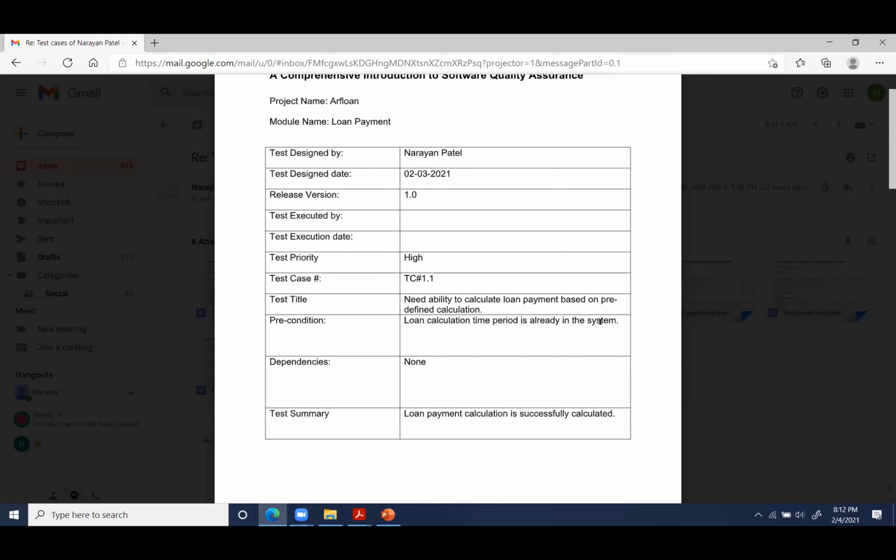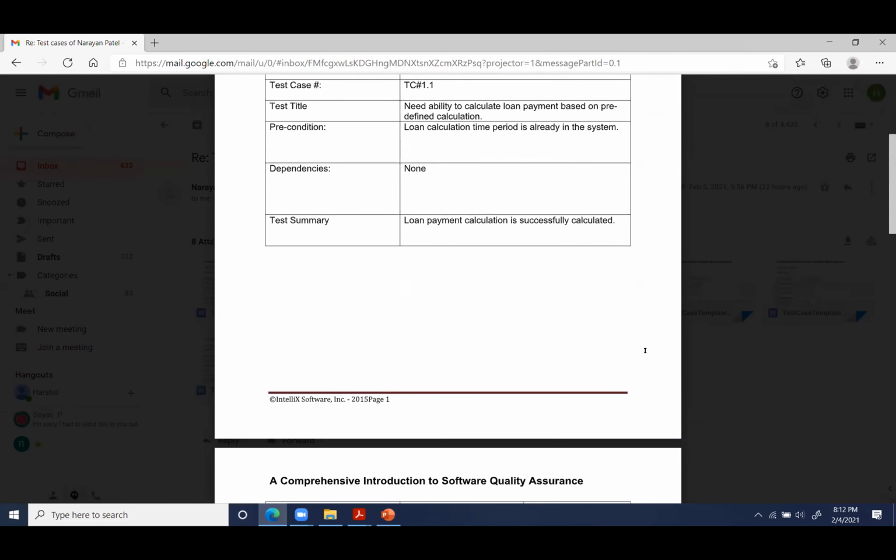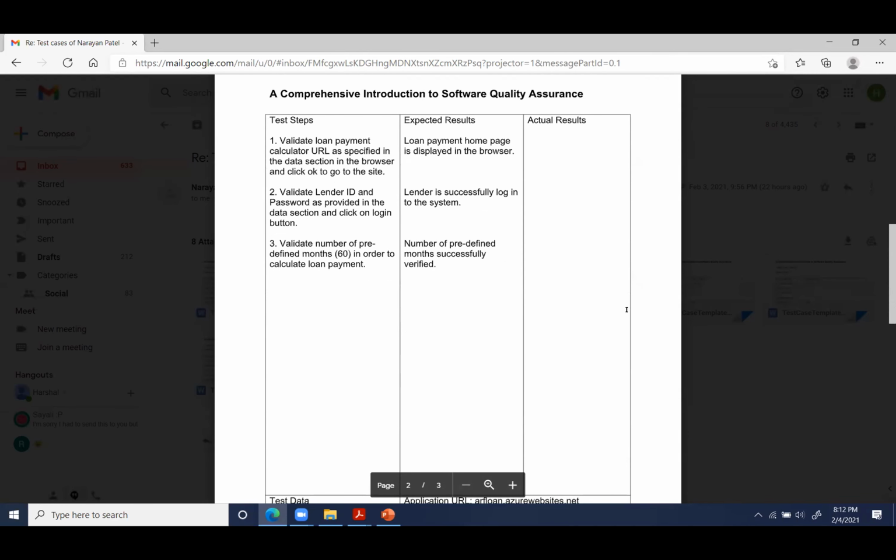Okay, so for the precondition, whichever dealer you are logging in as, maybe you want to put in the precondition that the dealer login exists in the system, something like that. But let's go through that and we'll come back. Okay, all right. Go ahead, Narayan.